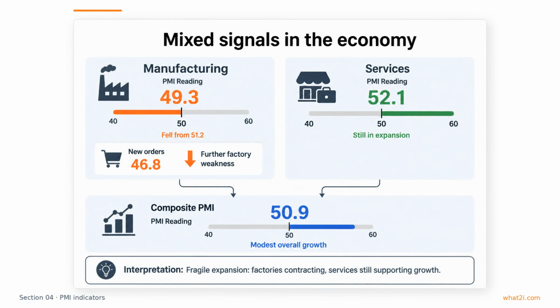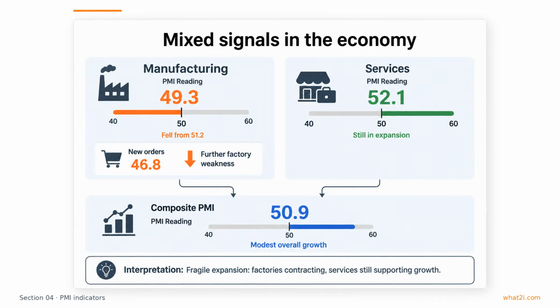This example shows how PMI can send mixed messages about the economy. Manufacturing PMI falling to 49.3 from 51.2 suggests factory activity has slipped from expansion into mild contraction. If new orders are even weaker at 46.8, that may point to further softness ahead in manufacturing.